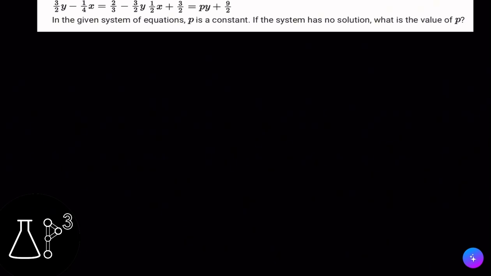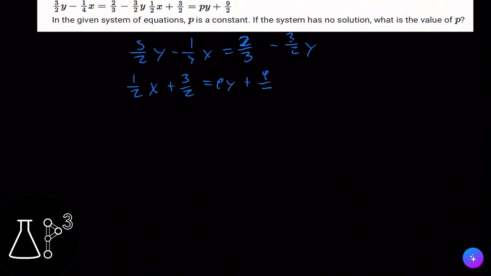So I have two equations. The first is 3 divided by 2y minus 1/4 x equals 2 divided by 3. And I have a second equation of 1/2 x plus 3 over 2 equals py plus 9 divided by 2. So now let's move all the variables to the left side and all the numbers to the right side.